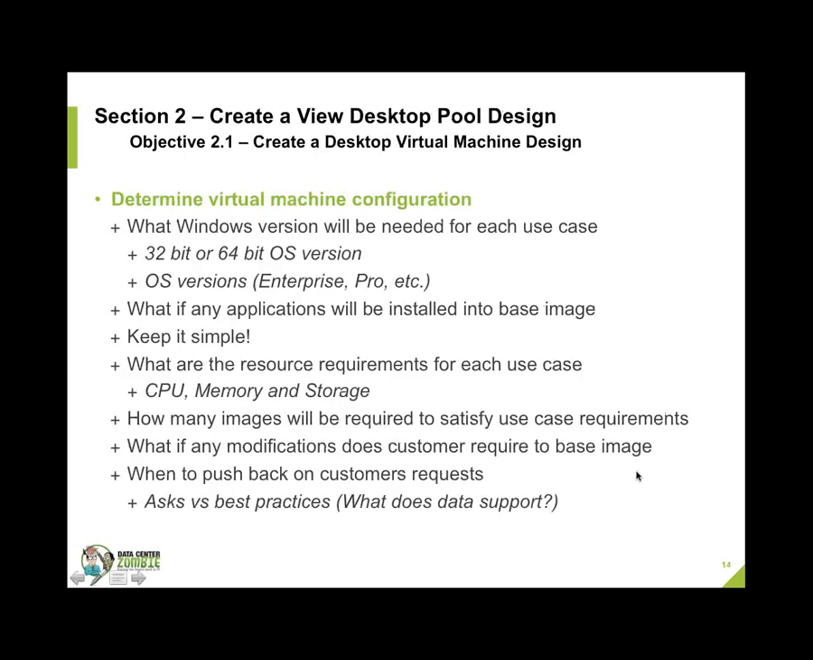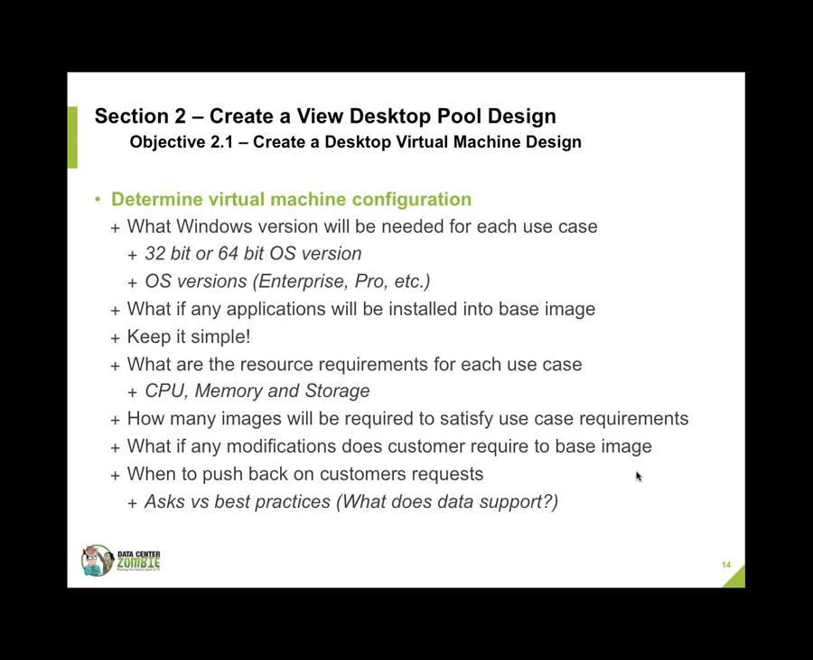And then would be determining the virtual machine configuration. So a lot of that stuff we've been gathering. Hopefully by now, we know what version of Windows they need. They run Windows 7 Enterprise. They need Windows 8 Professional. Again, this is going to be a 32 or 64-bit OS. What, if any, applications will be installing to that base image?